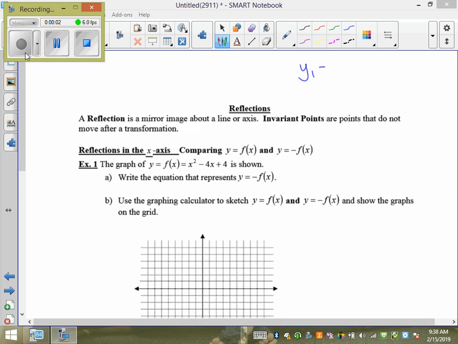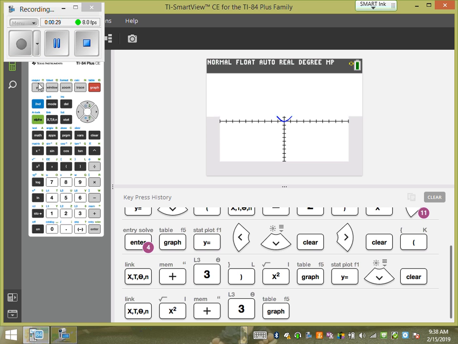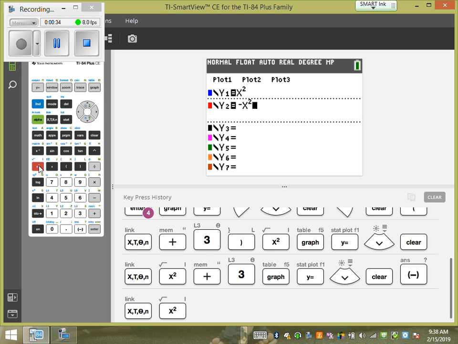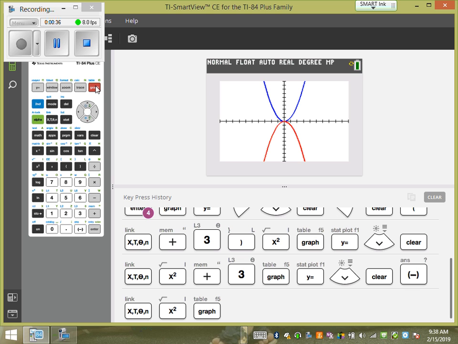So in y1, you have x squared. And in y2, you're going to put in negative x squared. And remember, you want to make this line thicker so that you know the negative one is the thicker one. What's happening to the graph?